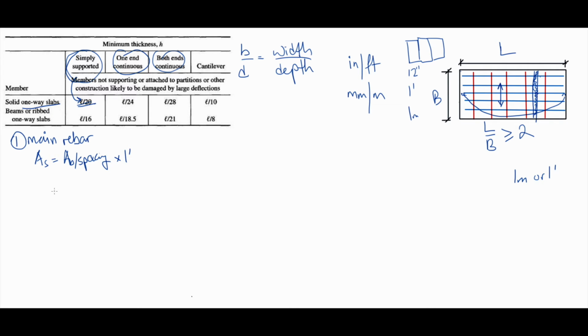Quickly saying, the ACI recommends that the spacing between the main bars should be either 3h, 3 multiplied by the thickness of the slab, or it shouldn't be more than 18 inch. Okay, these are the spacing of the bars.